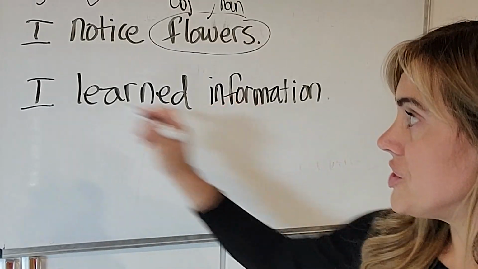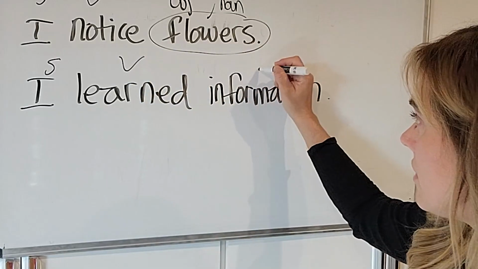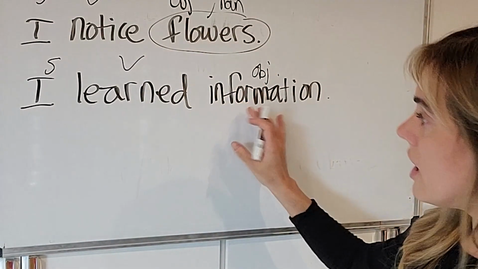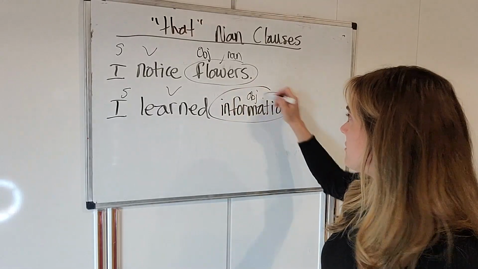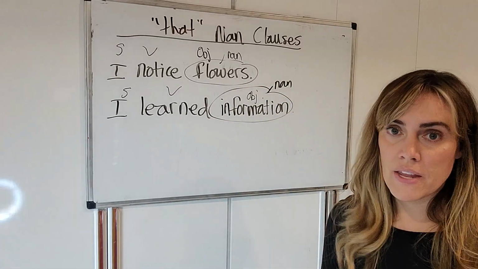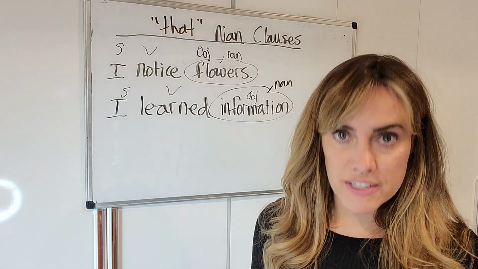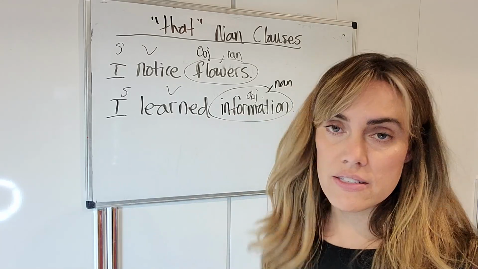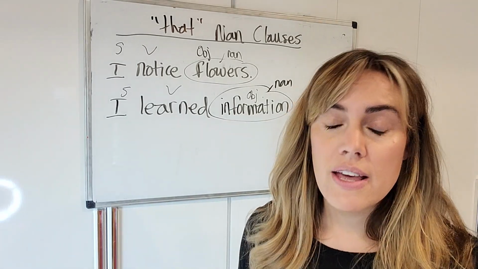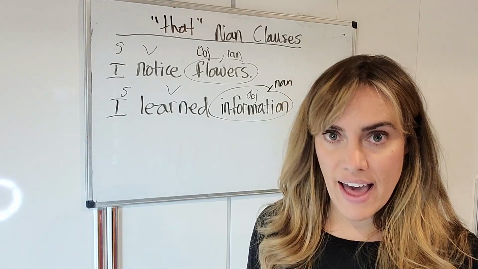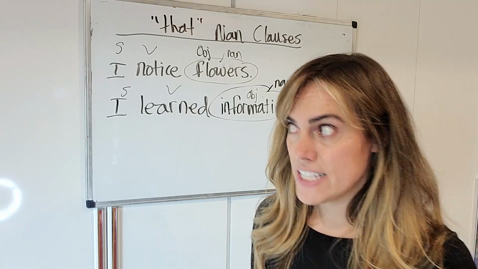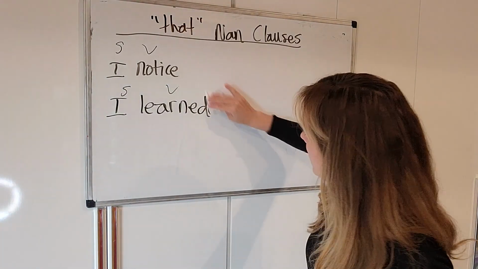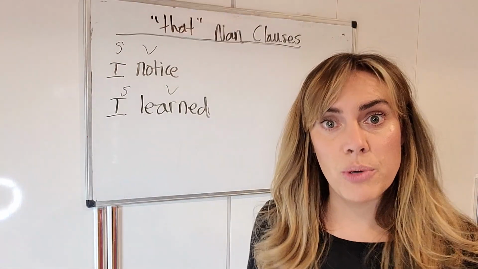I learned information. Subject, verb, object, meaning it comes after this verb. And this object is a thing, right? It's information, it's a noun, okay? So we can put nouns at the end of a sentence. So if we can put a noun like this, we can also put a noun clause because noun clauses act like nouns. So let's take out the noun and let's put a noun clause.